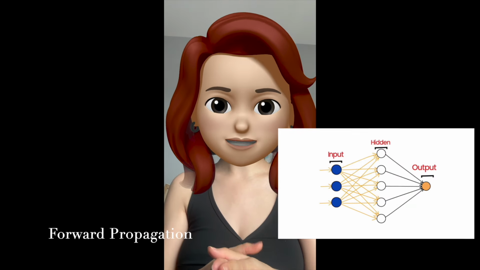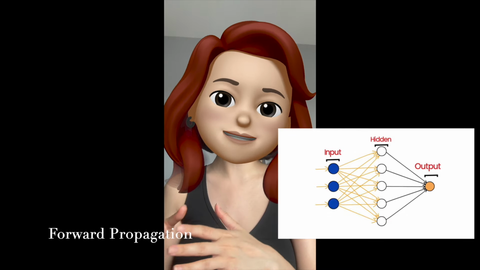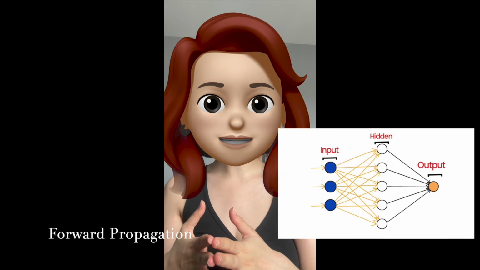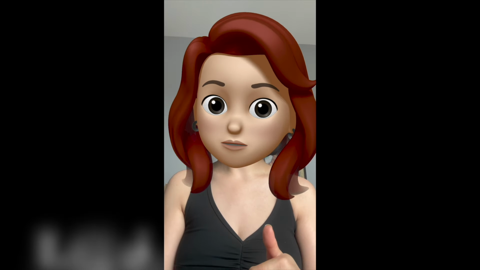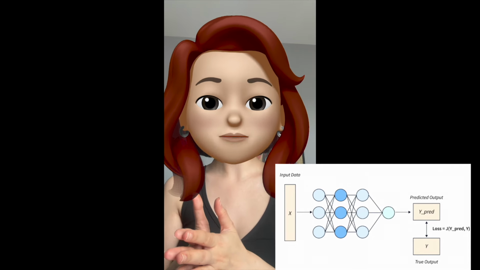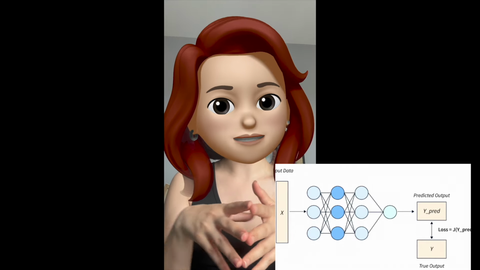Forward propagation. During forward propagation, inputs are passed through the network and predictions are generated. Loss calculation. The difference between predicted outputs and actual targets is calculated using a loss function.